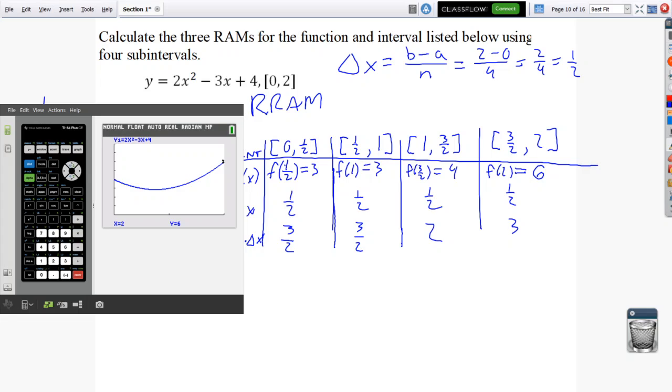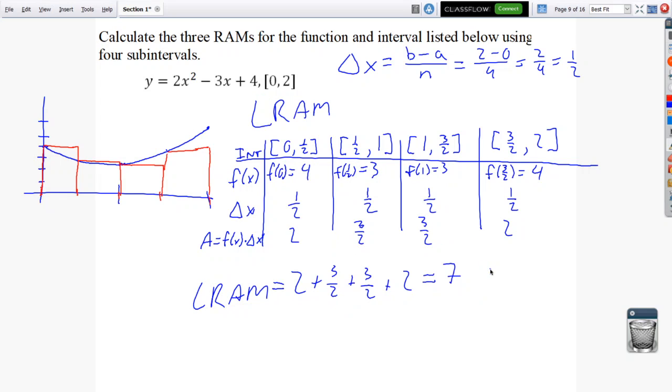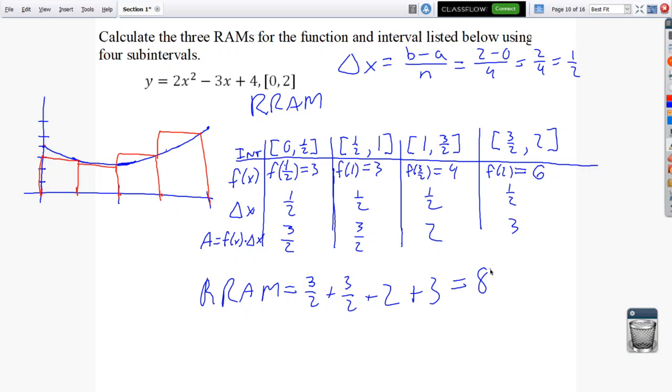And my RRAM is going to be equal to 3/2 plus 3/2 plus 2 plus 3, 3, 6, 8. 8 is going to be my answer. Now I know some of you might be running into that old bad thing to do, where you might see that the LRAM was 7 and the RRAM was 8. We don't know if one of these is an over approximation, the other one's an under approximation. So don't assume that the answer is between 7 and 8.